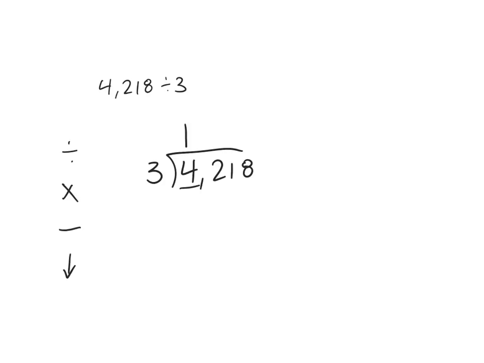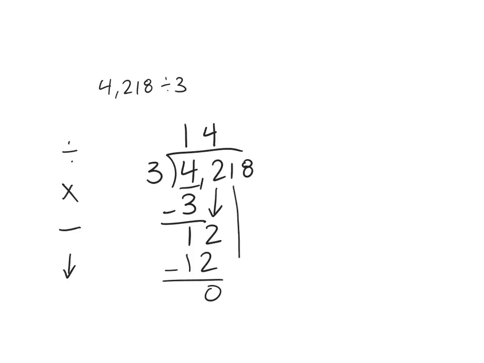1 times 3 is 3. Subtract 4 minus 3, and that gives me 1. And I bring down the next number, 2. So now I have 12. So I'm starting my steps over again. 12 divided by 3 is 4. 4 times 3 is 12. Subtract 0. Bring down my next number, which is 1.